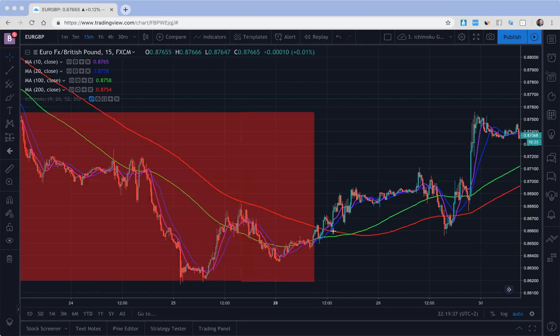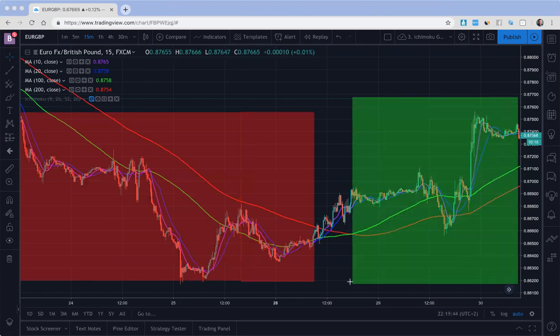And then we have this cross. Now, when the cross happens, we turn into a buy area. From this moment, we are only going to take the buys. So you will start to take a buy here. You will start to take a buy here. You can later take more buys.